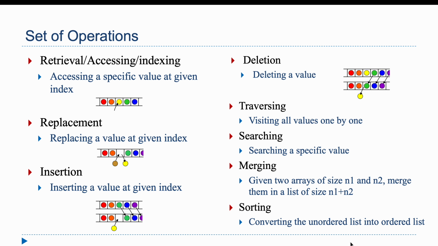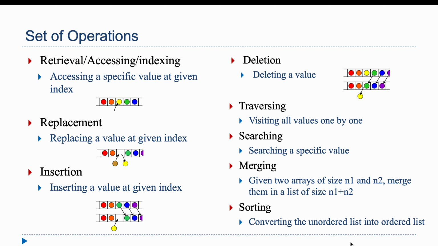Searching is the process of finding a specific value in an array. This can be done by traversing the array and comparing each element with the value being searched for. Merging is a process where two arrays are combined into a single array. The size of the new array is the sum of the sizes of the two original arrays.